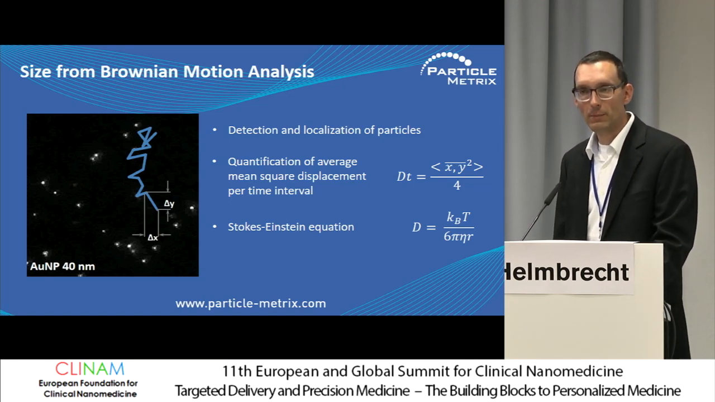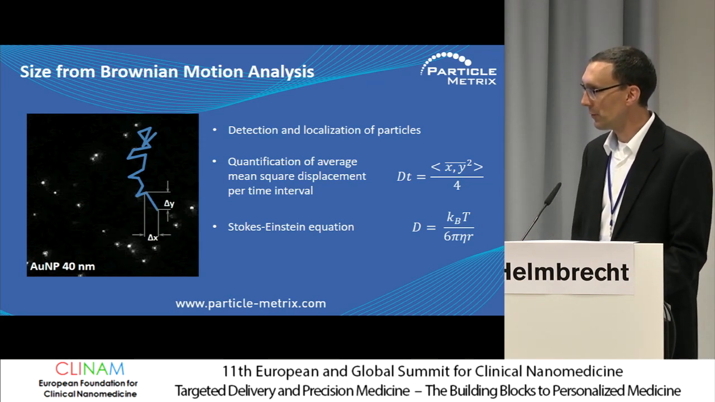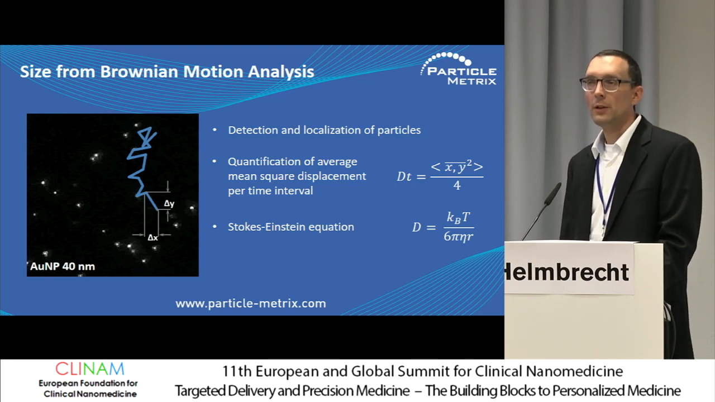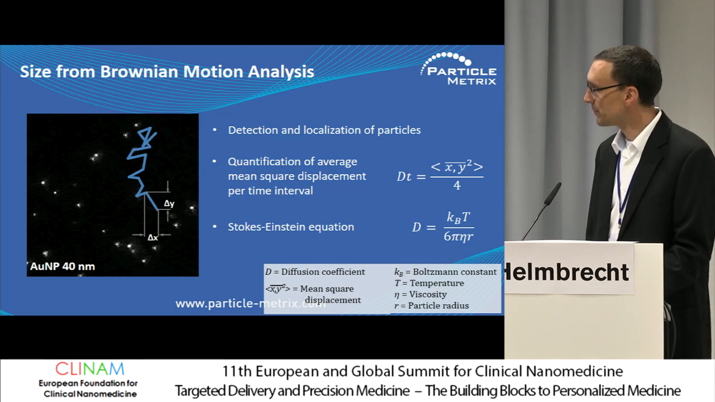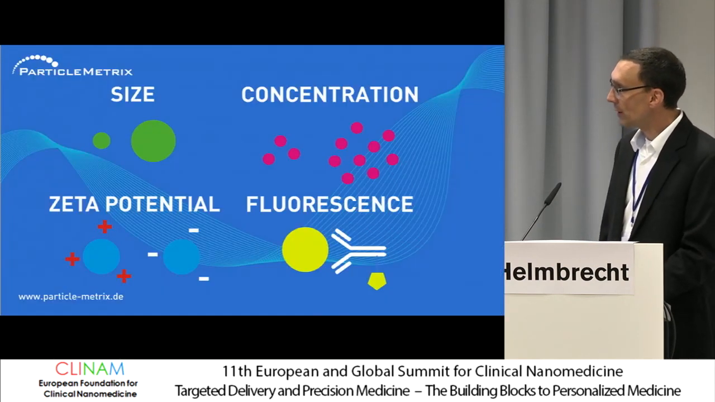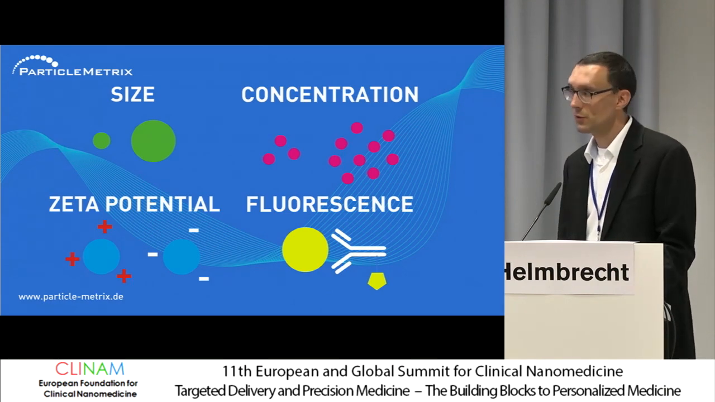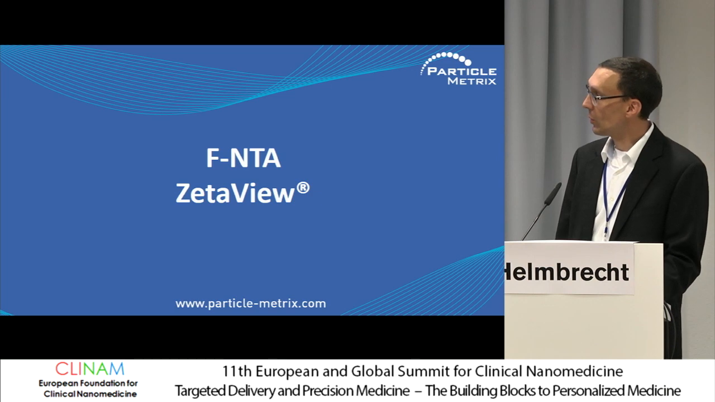And it's a single particle technique, so for each single particle the size is determined, and of course, if you want to have a size distribution, you do this based on statistics over a lot of particles. And those are the parameters nanoparticle tracking can do. It can do the size, the concentration, the zeta potential, and the fluorescence.